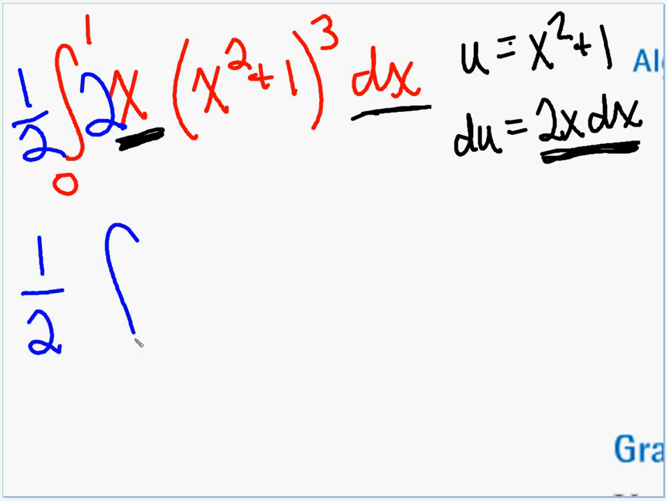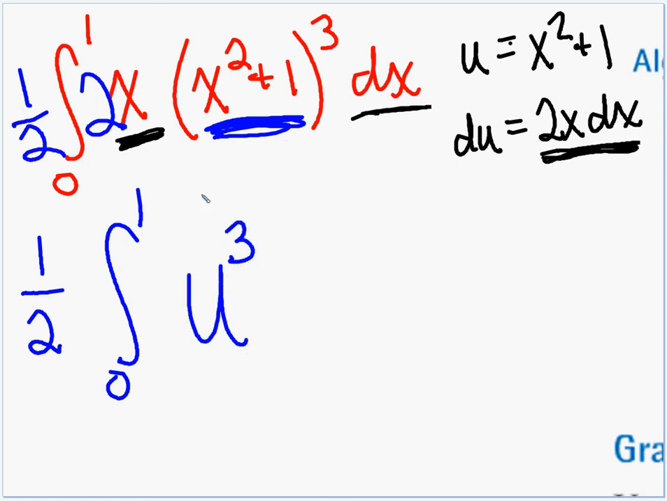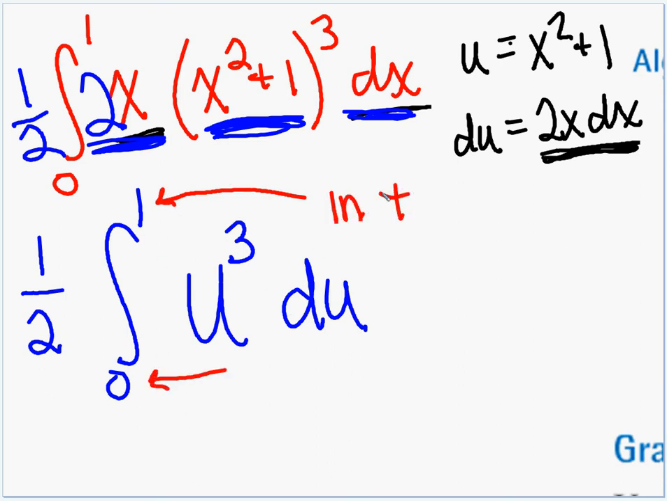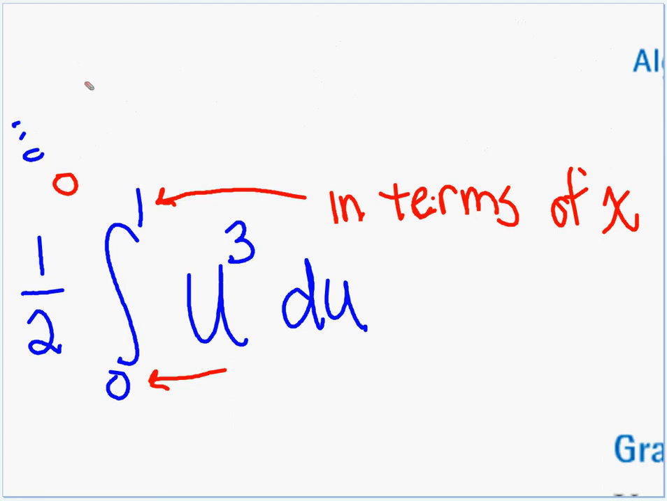This is our inner function u, so now that's just u to the 3rd, and the 2x and the dx together form the du. But let me even say these upper and lower limits are still in terms of the variable x. Everything here is in u's. We could anti-derive and then change back with our u substitution and evaluate the 0 and the 1. Or if we don't feel like converting back into x's, we are going to convert our upper and lower limits into new limits in terms of u.